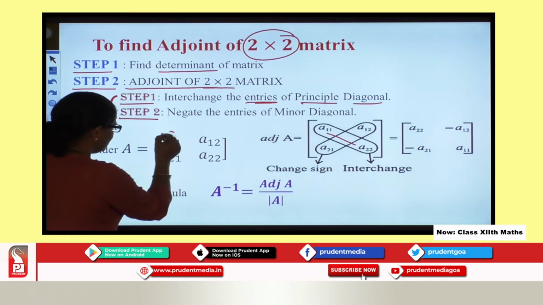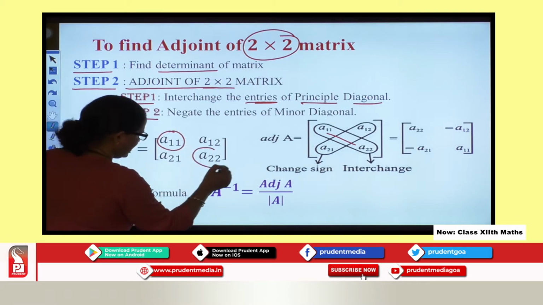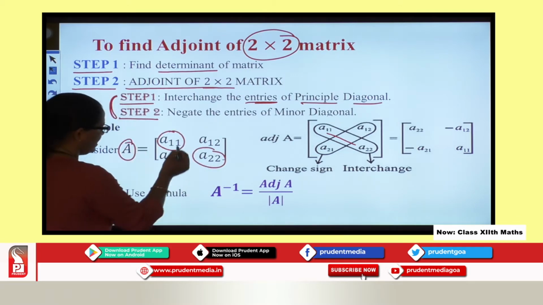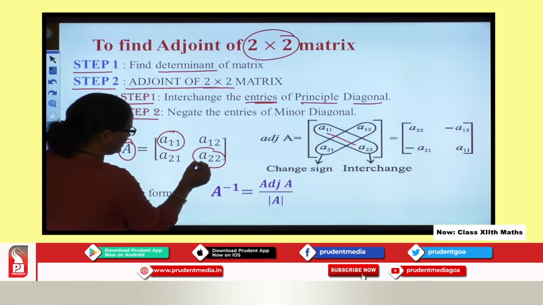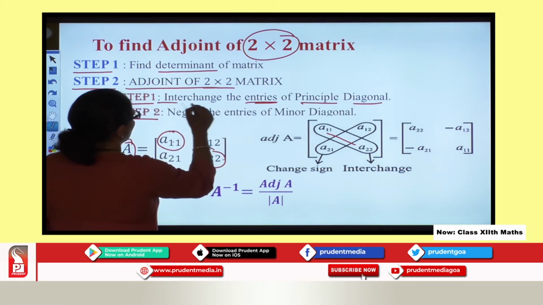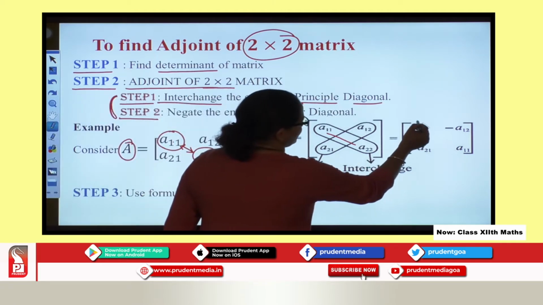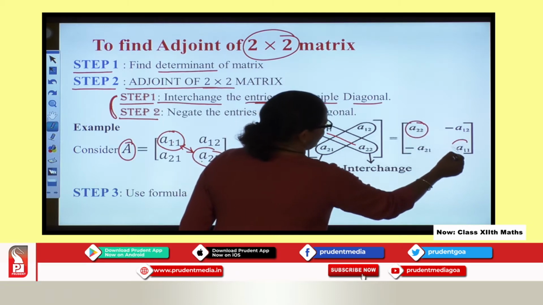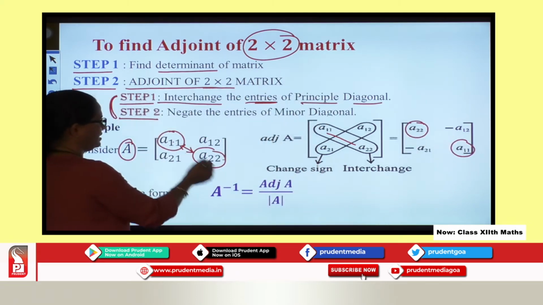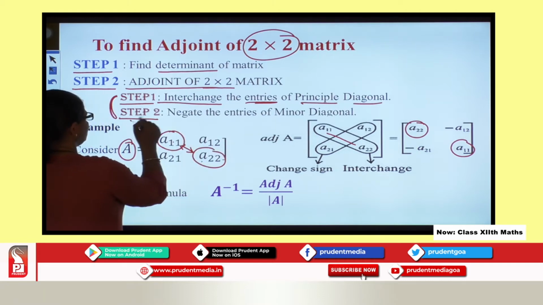You can see this is A11, and this is A22. This is my matrix A, this is the first entry, this is the second entry. What I am supposed to do is interchange these 2 entries. So what will happen now? You can see here A22 will come here, A11 will come over here. Perfect. We interchanged. Let us go to the second step.